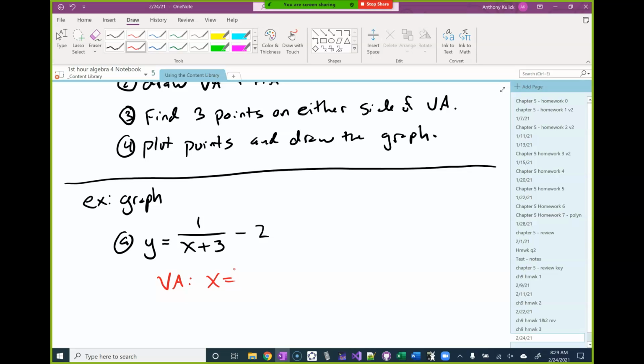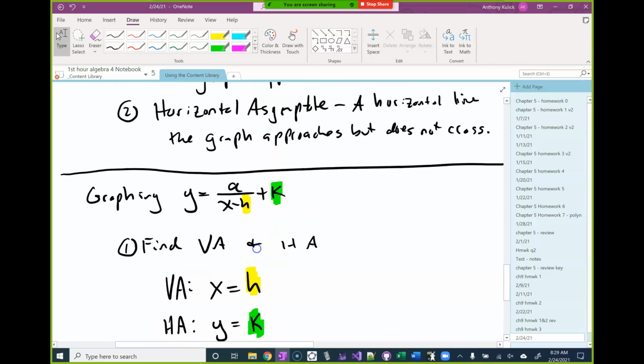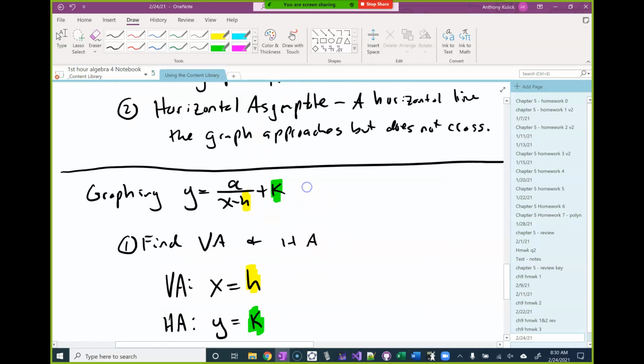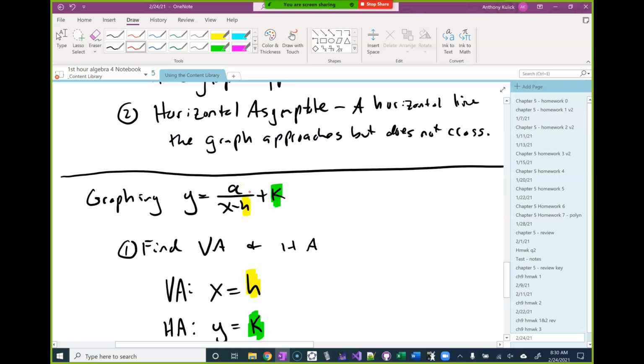Very good. And the horizontal asymptote is going to be y equals k, which is -2. And notice in the formula, the k has a plus sign in front of it. So it's always the sign that it appears. So just like we did with absolute value functions or quadratic functions, the h and k always have that same sign thing going on. So we've done that. That's good.